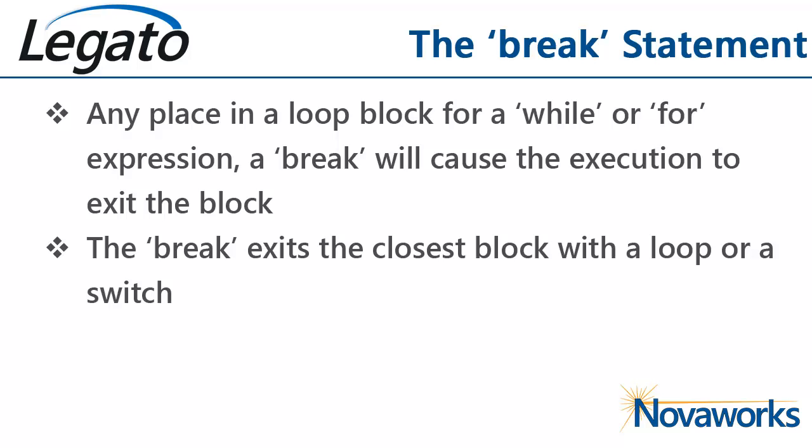So within a switch, it's going to exit the switch. If I'm within a loop, it's going to exit that loop. If I have a switch within a loop, it's going to exit the switch, not the loop. If I move down to the next brace level, then it would exit the particular loop.